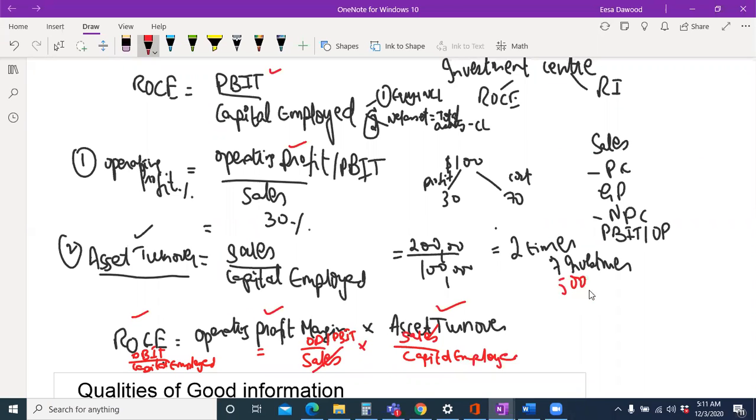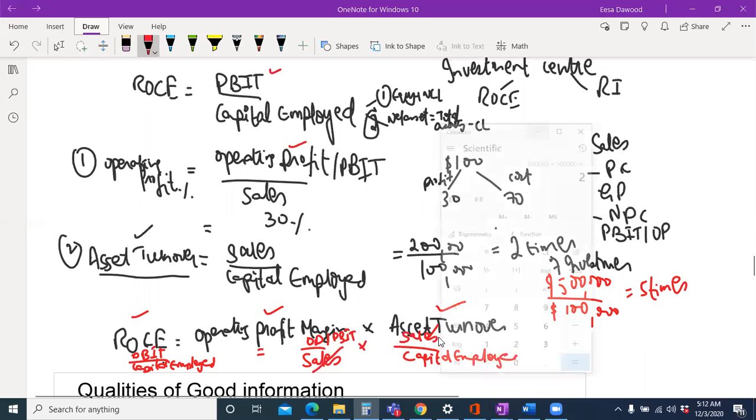So if I have sales of 5 lakh against an investment of 1 lakh, that means my sale is 5 times the investment. And the more times your sale is to investment, definitely the more will be your return on capital employed. And the more the profit is as a percentage of sale, definitely the less would be the cost and the more would be the return on capital employed. So actually return on capital employed is the product of operating profit margin into asset turnover.